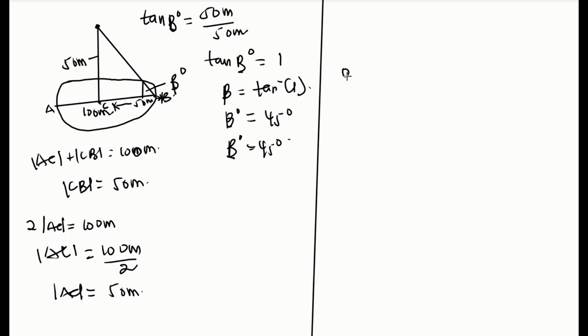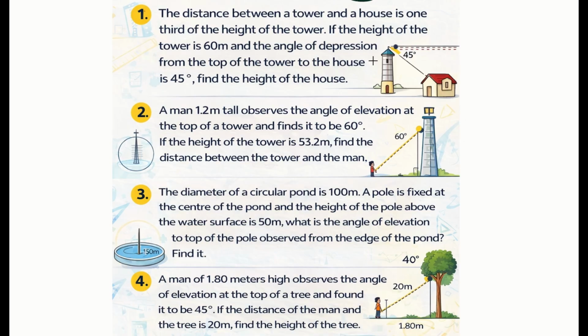Our man is here, okay, and the height of the man is what? 1.8 meters. Okay, let's put that here. The height of the man is 1.8 meters high. Observe the angle of elevation at the top of a tree and found it to be 45 degrees.